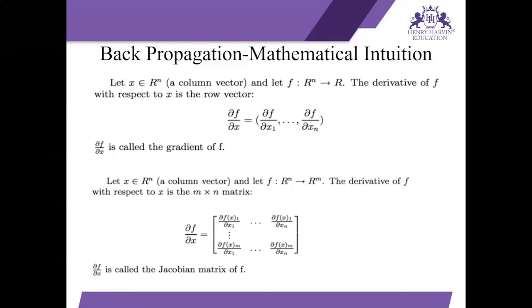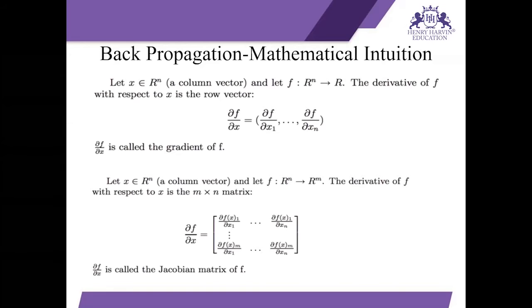Now let us take this one step further. Let's talk about the derivative of a vector valued function with respect to the input vector. Here we had a scalar valued function, meaning it takes in a vector but gives out a scalar. Here we have a vector valued function and it takes in a vector and gives out a vector. More formally, let x be an n-dimensional real valued vector and let f be a function which maps an n-dimensional vector to an m-dimensional vector.